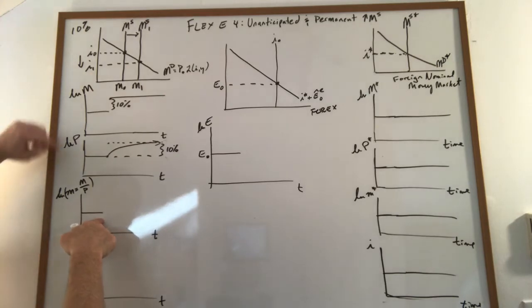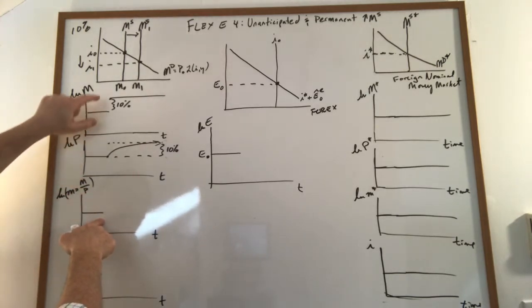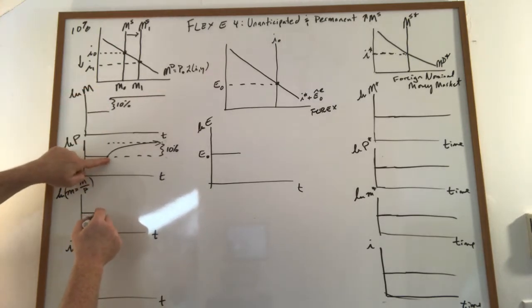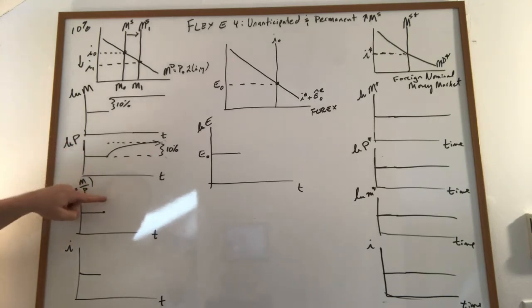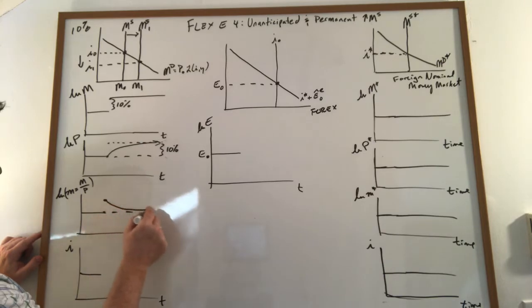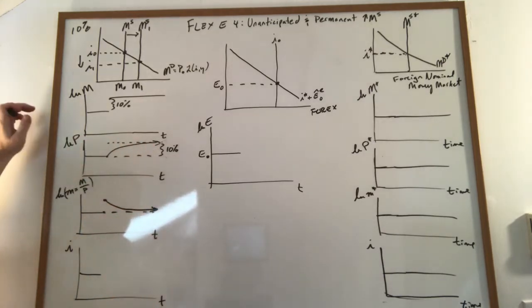Down here, because this is just big M over P, we see that the numerator jumped up, but the denominator didn't change yet. So right at that time, we get a jump up like that. From here on out, if nothing else changed, this would look just like money. But the denominator continues to rise along this whole path, so it slowly returns back down to its path following this.